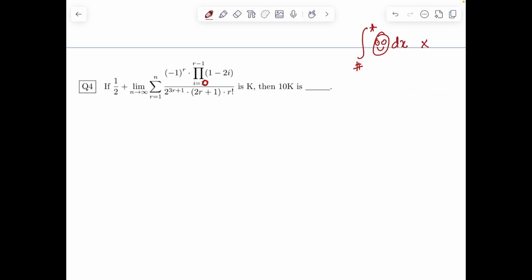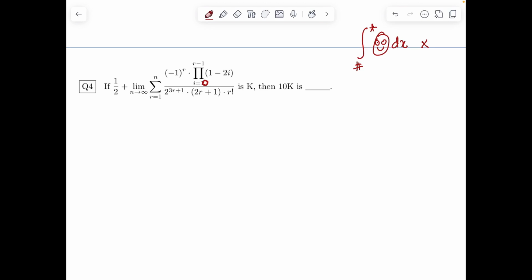The second idea, which is very useful for JEE manipulation, is telescopic series. But here there is no obvious hint of telescoping either, because of 2 to the power 3r plus 1. If you need to separate this into two parts, the headache is the numerator, because the product of that expression still can't be written as a difference of two sums. So now I am left with only ideas. Maybe it's not telescopic, and not limit as integral of sum, so it might be the sandwich theorem, but even with the sandwich theorem this expression is quite complicated.